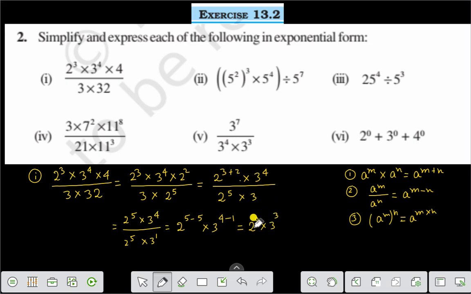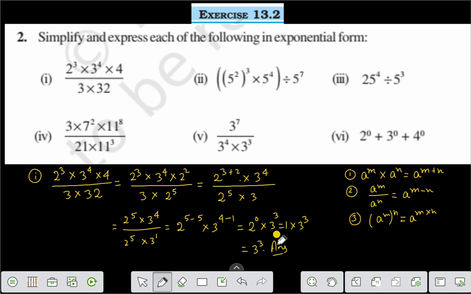2 to the power 0 is equal to 1. That is, we can write here 1 into 3 to the power 3. Therefore, we can write it as 3 to the power 3, and that is the answer, right? Therefore, the answer of question number 1 is 3 to the power 3.